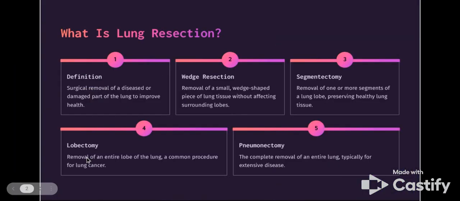What is lung resection surgery? Lung resection is the surgical removal of diseased or damaged lung tissue. There are several levels of removal. A wedge resection, which removes a small wedge-shaped portion. A segmentectomy, which removes one or more segments of a lobe. A lobectomy, which removes an entire lobe and is common for lung cancer.